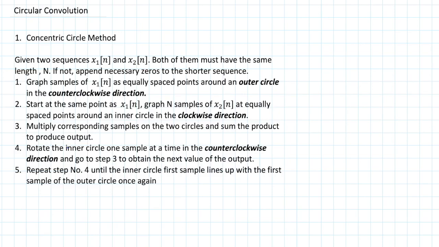Then to get the next output, rotate the inner circle one sample at a time in the counterclockwise direction. Then go to step number 3, that is, multiply the corresponding samples of both the circles to get the output. Then we have to repeat the rotating process and multiplication until the inner circle's first sample lines up with the first sample of the outer circle once again. That is, the position of the two circles in the first step. Whenever we reach the same stage again, we can stop the procedure.